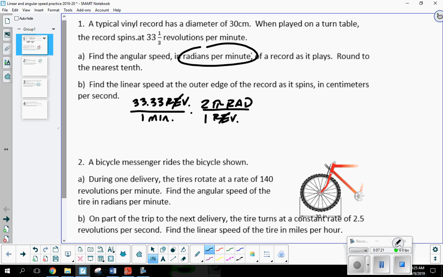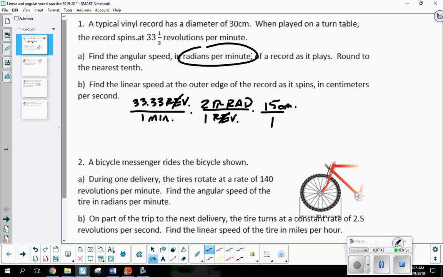So I'm going to start with the angular velocity we found in A. What do I need to multiply this by to make it linear? What's the radius? The radius is 15 centimeters. What I like to do is create a fraction for that radius because you're going to have a bunch of other fractions you're dealing with anyway.